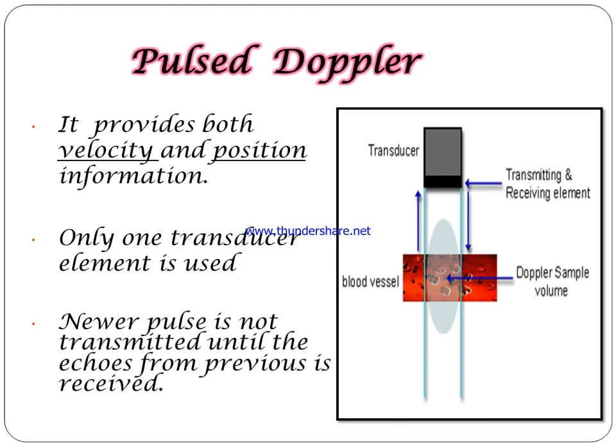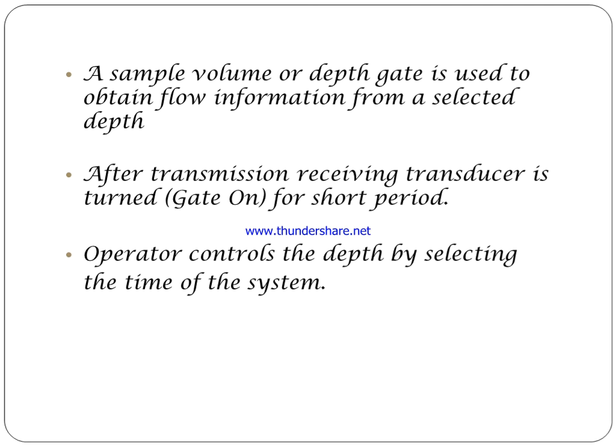Pulse Doppler. Pulse Doppler provides both velocity and position. In pulse Doppler only one transducer element is used. A new pulse is not transmitted until the echoes from the previous pulse are received. A sample volume or depth gate is used to obtain flow information from a selected depth. After the transmission, the receiving transducer is turned on for a short period. The operator controls the depth by selecting the time in the system.